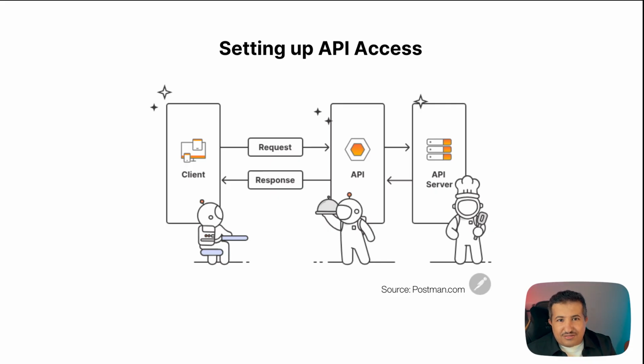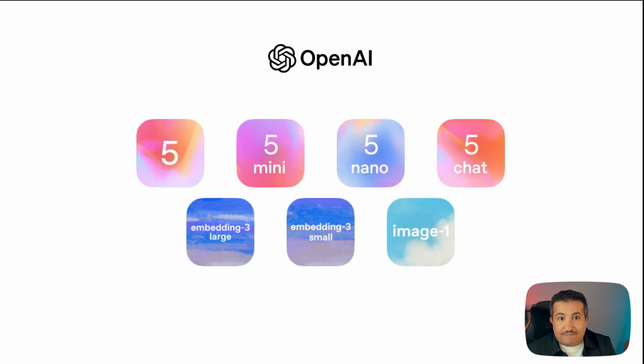So what are API keys? Whenever we're using services like OpenAI, ChatGPT models, Gemini by Google, which is very powerful still, Claude by Anthropic, we need to have access to their API.